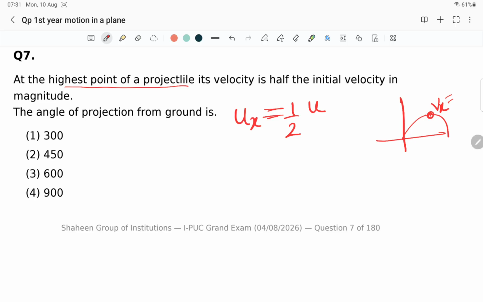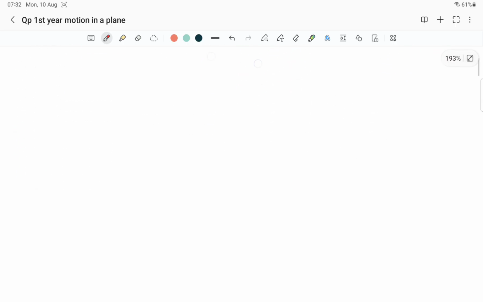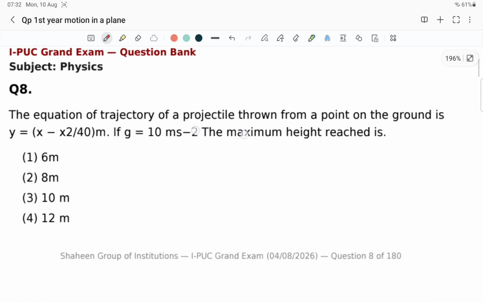At the highest point ux is nothing but u cos theta. U cos theta is equal to half times u, and u cancel. Cos theta is half. When is cos theta half? When theta is 60 degree. So this is the answer. This question paper I have converted, that's why it is showing different digits. I hope you have the question paper when you are solving, so you have the right data with you. Okay, so this one was simple. Let us move on to the next question.